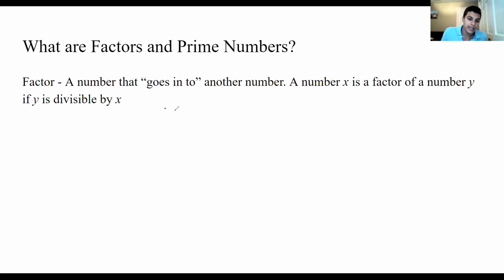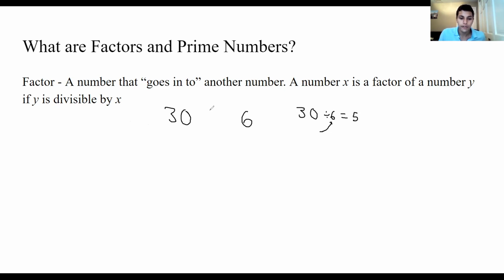So let's say I had the number 30. Now, the number 6 goes into 30 because 30 divided by 6 is a nice 5. It's a whole number. It's not a decimal or anything. So that's why we would say that 6 is a factor of 30. 30 is divisible by 6. Let's look at another example.